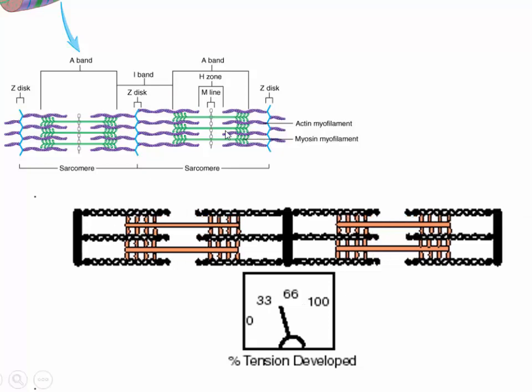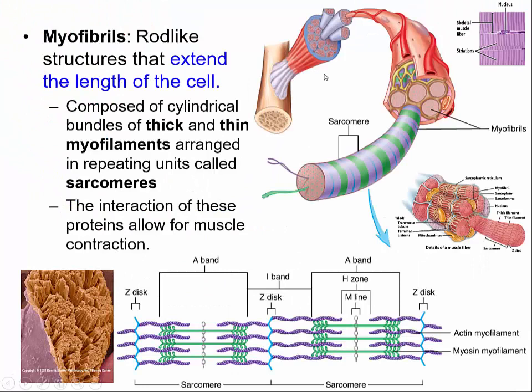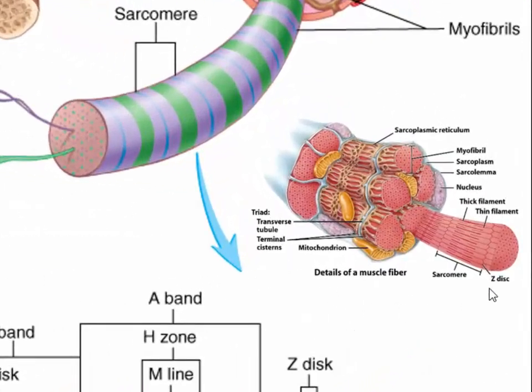And basically a sarcomere just goes from Z disc to Z disc. So when you look at the myofibrils, as I said, they're these rod-like extensions that extend the length of a muscle cell. They're composed of cylindrical bundles of thick and thin myofilaments. So when we're looking at this muscle cell right here, we're going to see that there are thick filaments and there are thin filaments, and they're arranged in repeating units called a sarcomere.